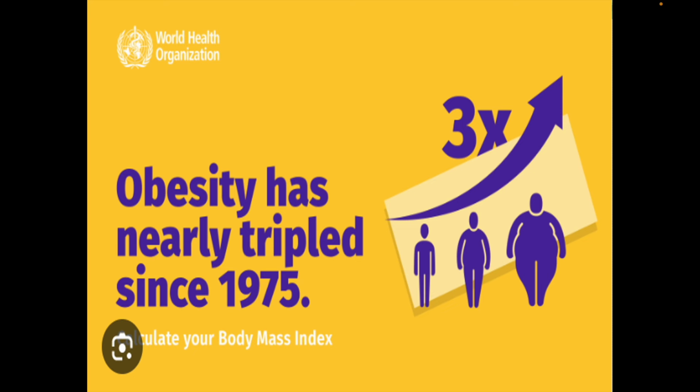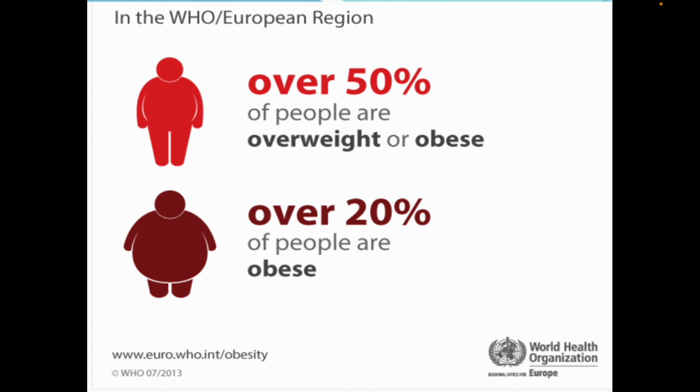Next. This slide shows the rise in the number of obese people, and you can see that since 1975, obesity has tripled. This is the next slide. This is WHO. In the European region, over 50% of people are overweight and obese. Over 20% of people are obese. And this is 2013 statistics.